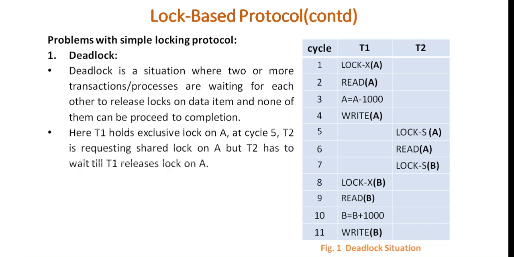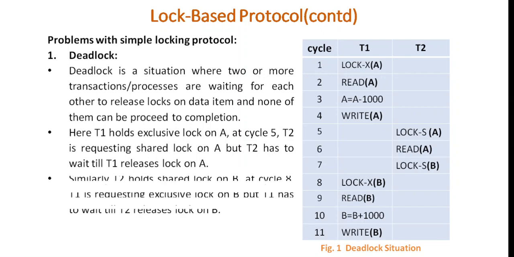Okay, so here in the figure you can see there are two transactions T1 and T2. Here transaction T1 holds an exclusive type of lock on A. Okay, means data item A is locked by transaction T1 using an exclusive lock, and at time cycle 5 T2 is requesting a shared lock on the same data item, that is A. Okay, but data item A is previously locked by transaction T1 in exclusive mode. Okay, and exclusive lock is not compatible with shared lock. So though T2 is requesting a shared type of lock, T2 has to wait till T1 releases the lock on data item A.